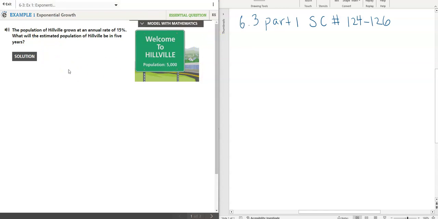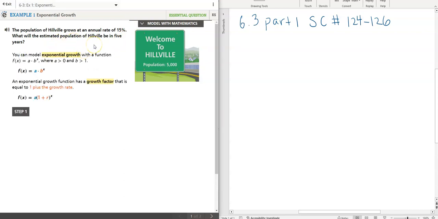Usually exponential growth has to deal with things like population, especially bacteria population or animal population in science, but they can also deal with money. So here we have the population of Hillville grows at an annual rate of 15%. So every year they grow 15%. What will the estimated population of Hillville be in 5 years?